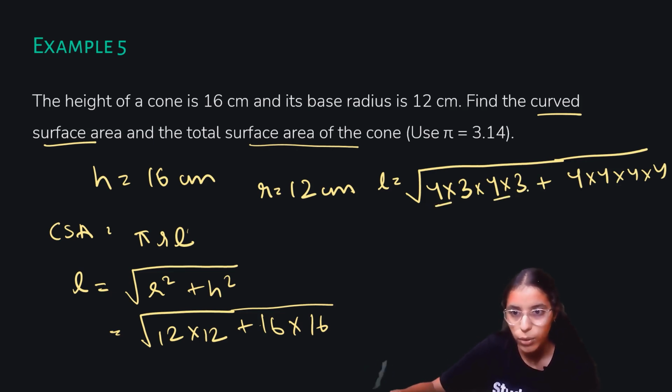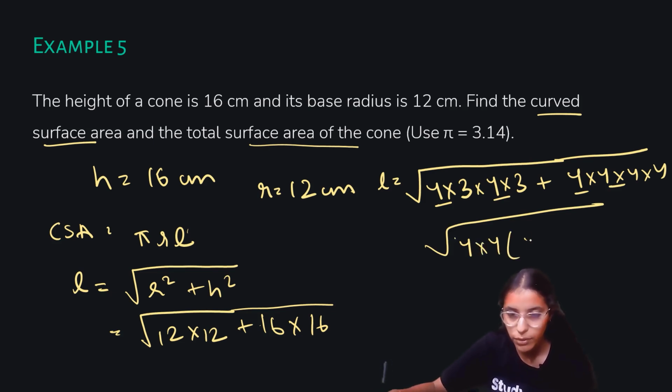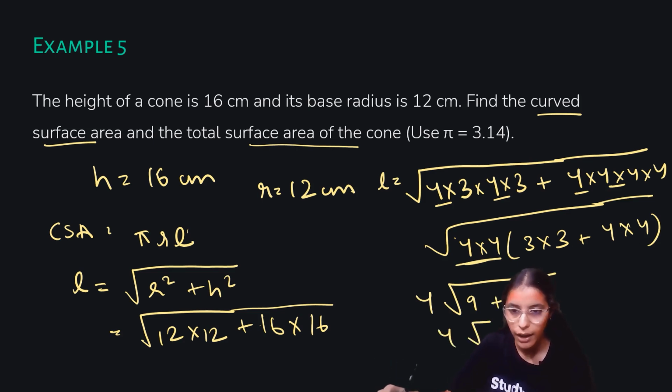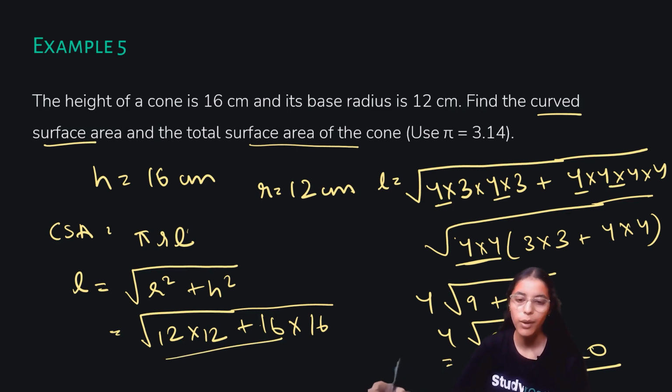Now we can take 4, 4, 4, 4 common, so we get 4 into 4 as common, so we have 3 into 3 plus 4 into 4, right? So we'll take out 4 under root, 3 into 3 is 9, plus 4 into 4 is 16. So we have 4 under root 25, and we have 4 into 5, which we'll get as 20, right? So this number is the square root of 20.